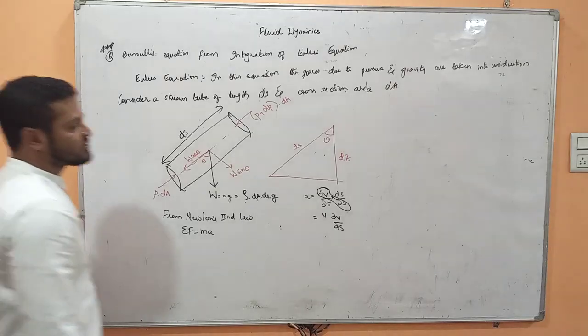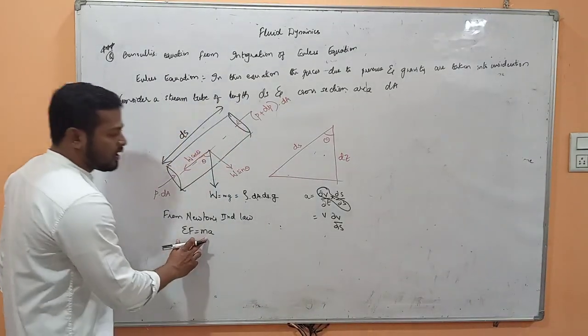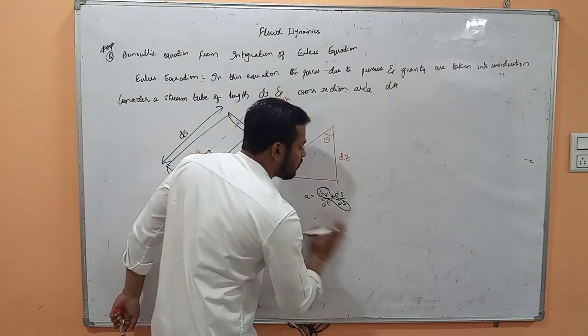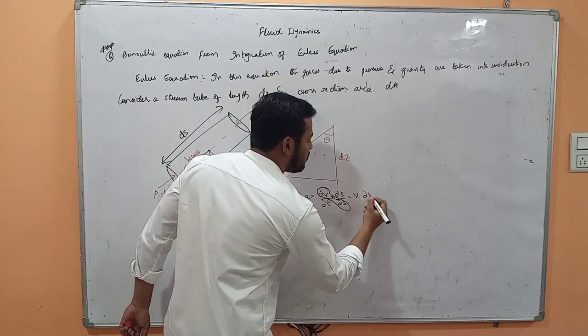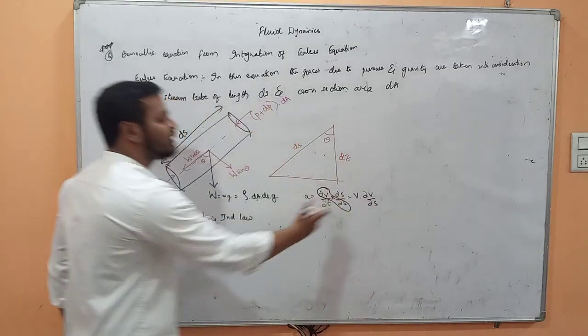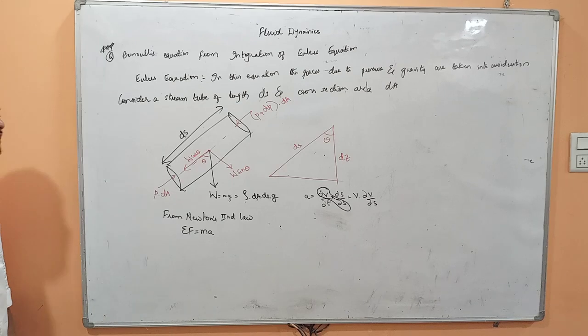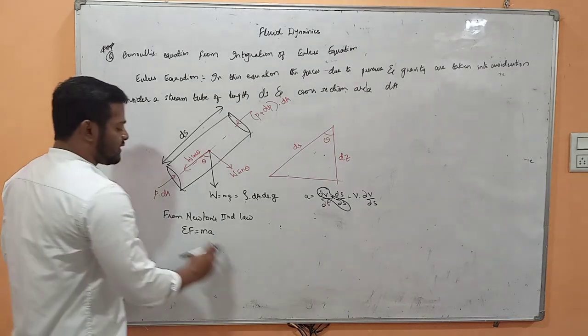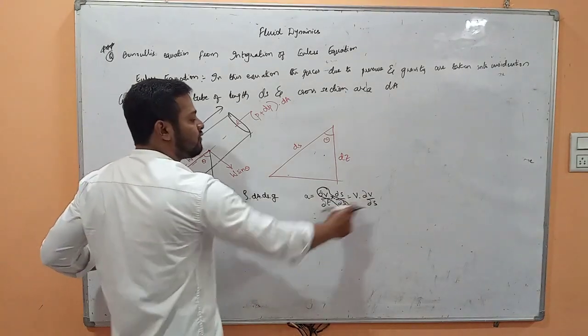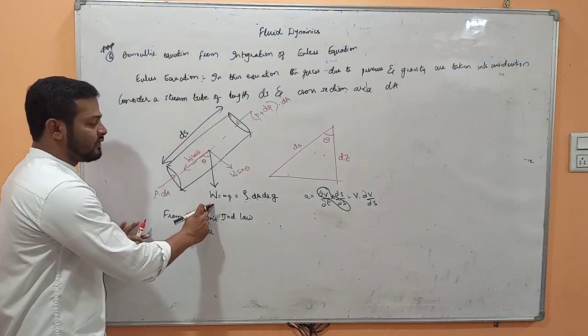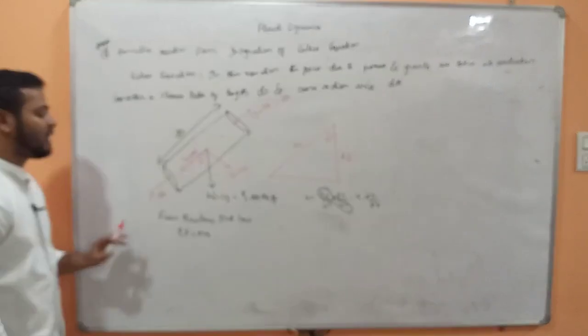So in place of acceleration, here I can write v into ∂v by ∂s, because we want it in terms of displacement, that's why we are doing that. In place of acceleration, I can write v into ∂v by ∂s, and in place of weight I can write this term wherever we have these terms.